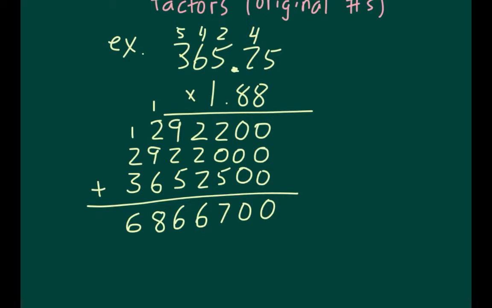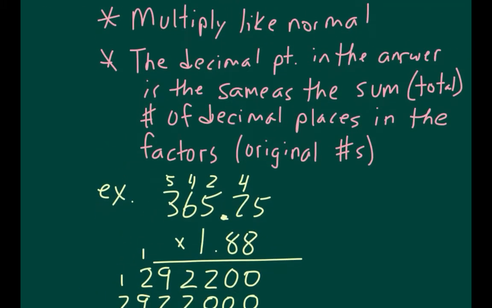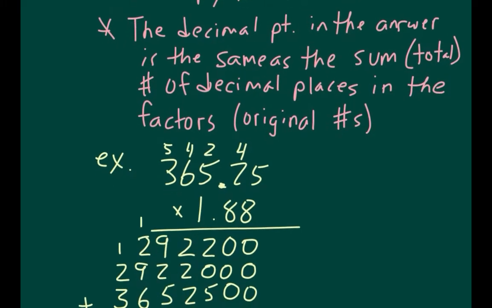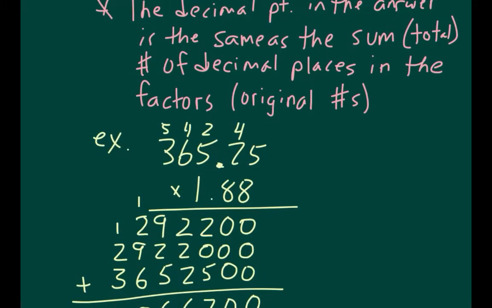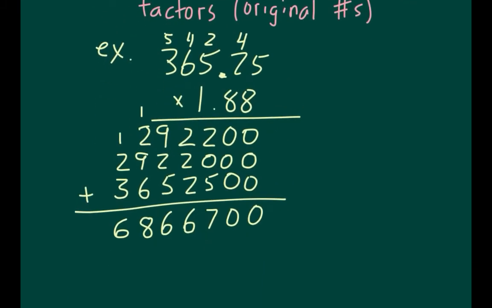But now we only have one final thing to do. We did this first bullet point. We multiplied like normal. But now the number of decimal places in the answer is going to be the same as the number of decimal places up above. So here I have how many decimal places? 4. Nope, here I have 2 for my 2 and my 5. Here I have 2. So the total decimal places before is 4. So then I need to have 4 decimal places here. So my decimal point has to go right there.